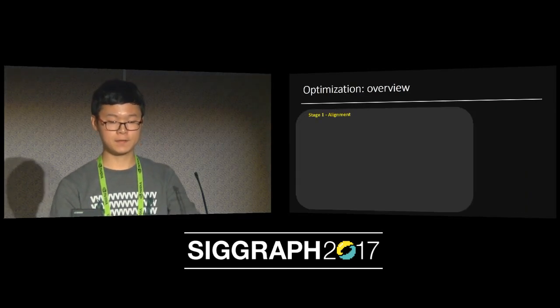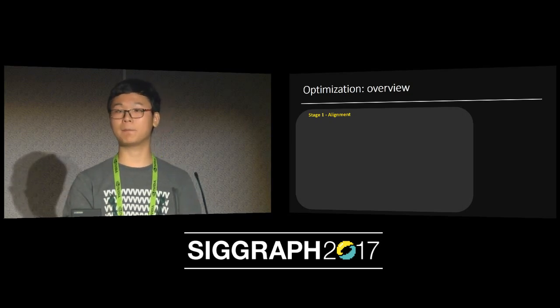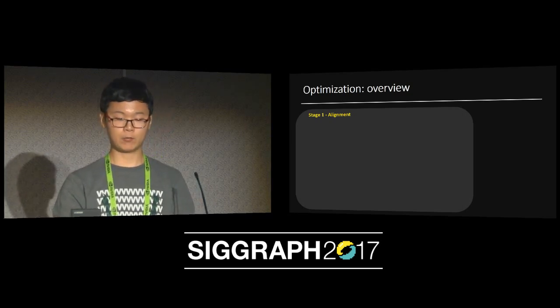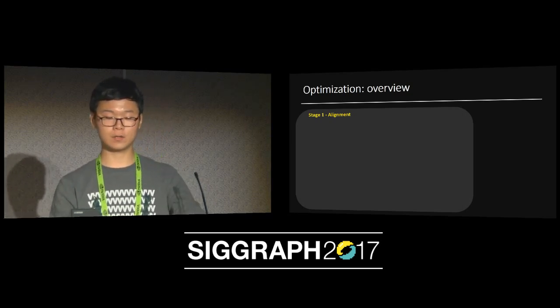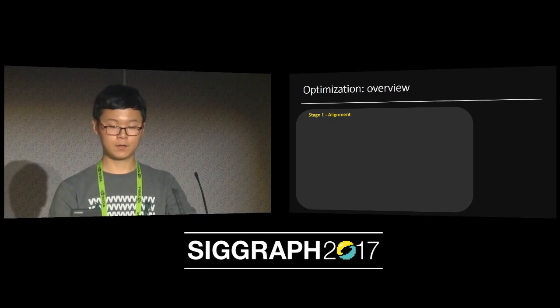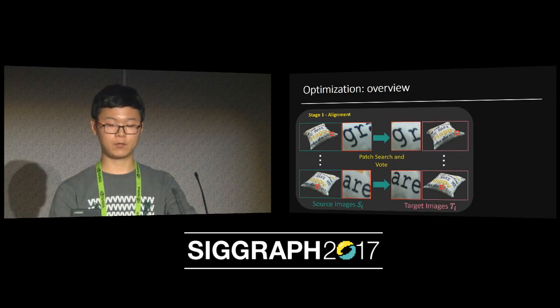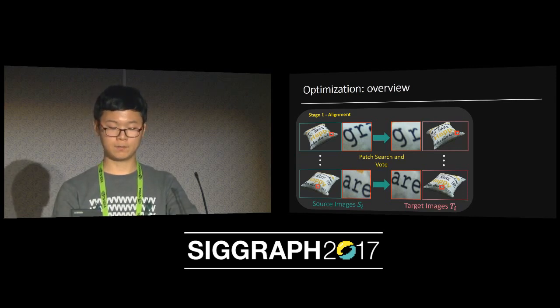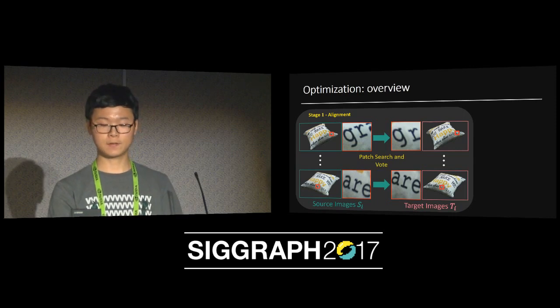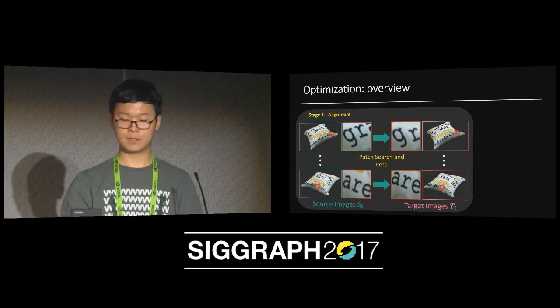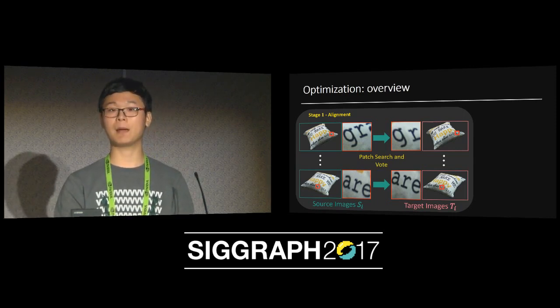So our approach synthesizes aligned images by optimizing a patch-based energy function. And we propose to optimize this energy function with a two-step approach. The first stage is alignment. During alignment, patch search and vote is performed between the source and target images to obtain new targets. For initialization, we set the target image same as the source image. Note that where the source and target images are similar, the target image is reconstructed by moving the source content to ensure alignment.